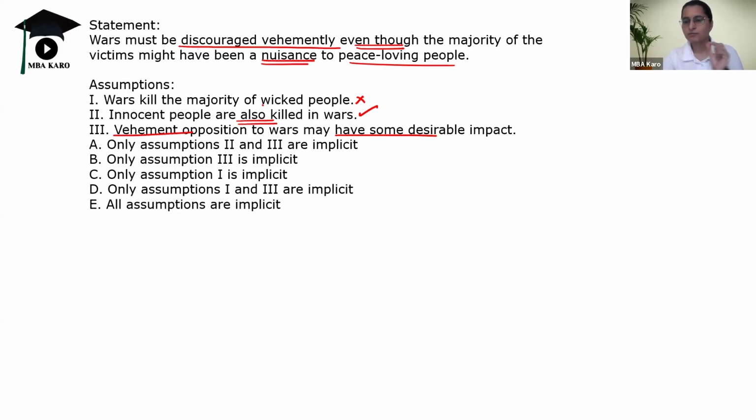In critical reasoning, the most important thing is wordplay. May have some desirable impact. They are not saying will have some desirable impact, right? Innocent people are also killed in wars, right? Along with people who are a nuisance to peace-loving people, along with wicked people, innocent people are also killed in wars, right? So this one is also implicit. So the correct answer here is second and third are implicit. That makes it option 1.